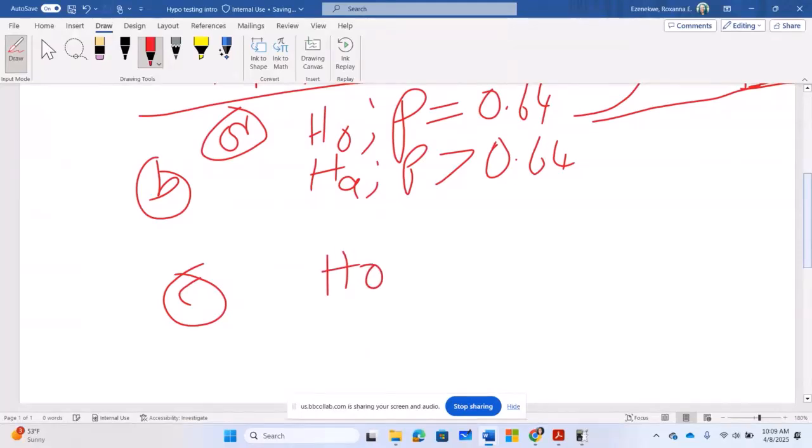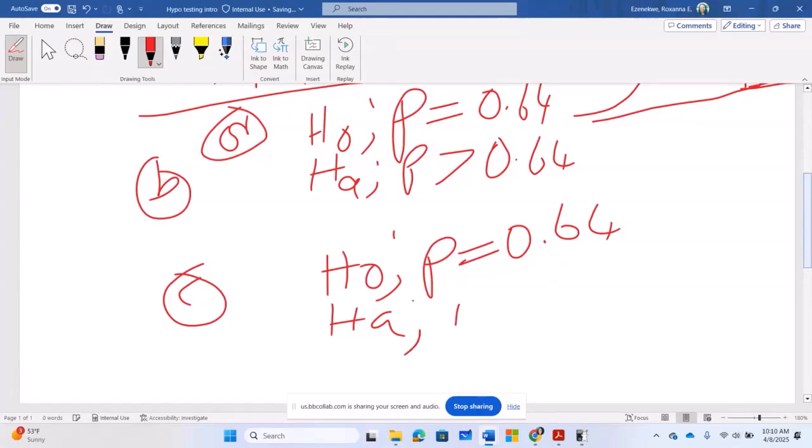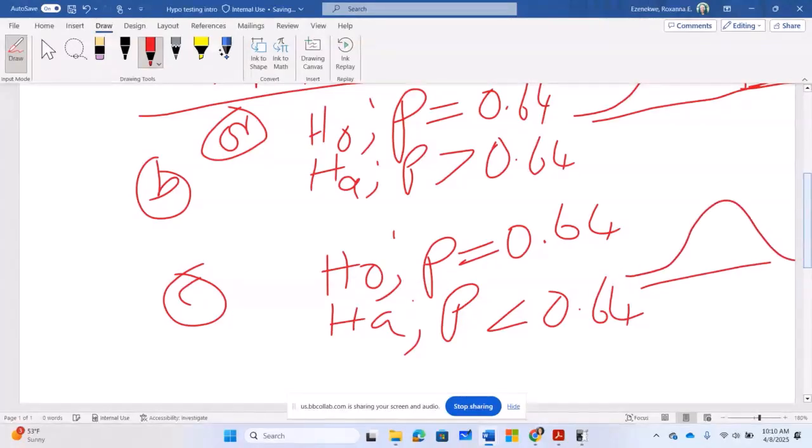You write a claim. Either way, you must write a claim. The parameter is equal to 64 because the null hypothesis must be equal sign. That's what we call equal sign. And the alternative hypothesis, this time the keyword is less than. So the keyword is less than 64. You still draw a normal curve. You draw a normal curve for this. So I'm going to draw a normal curve with a tail at the left-hand side.